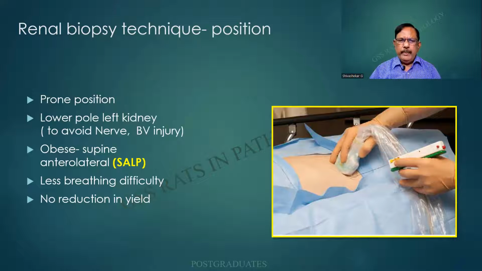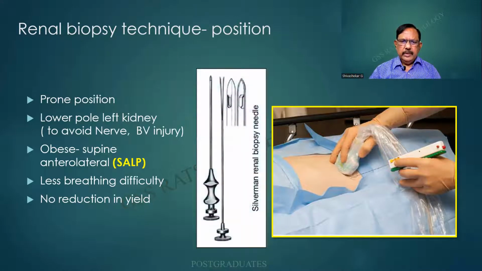In the case of obese patients, supine position anterolateral. So SALP, supine position anterolateral, can be done. Less breathing difficulty, and there won't be any reduction in the yield in such patients. And this is again something that we people should know.